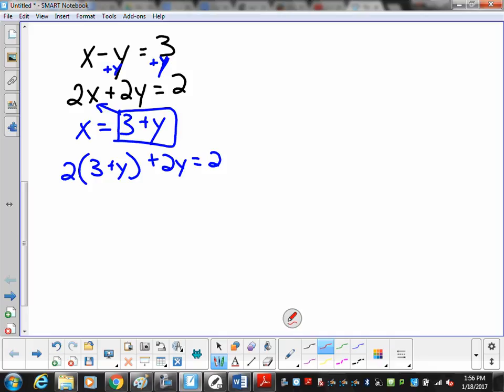Okay, distribute. 2 times 3 is 6. 2 times y is a positive 2y. Bring down my plus 2y. Bring down my equals negative 2. This is complicated now. Combine like terms. 6 plus 4y equals negative 2.